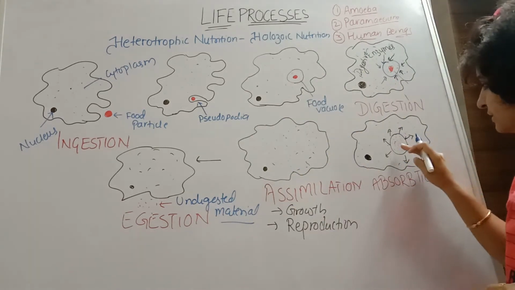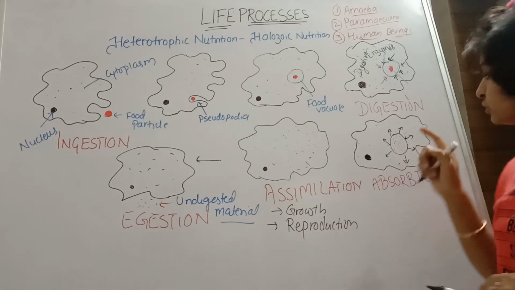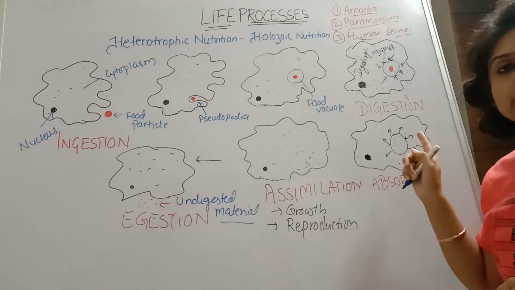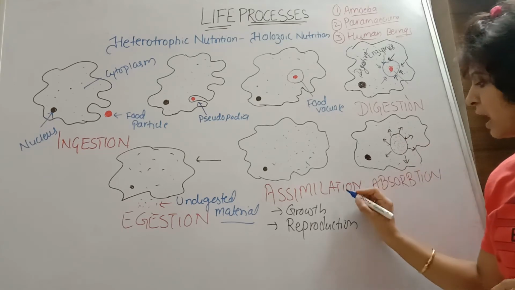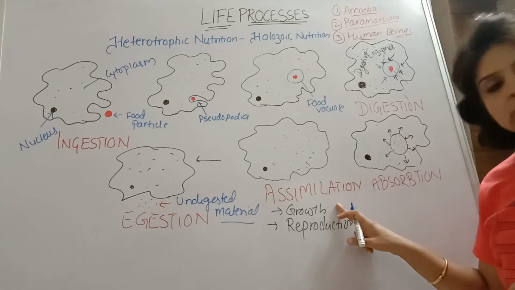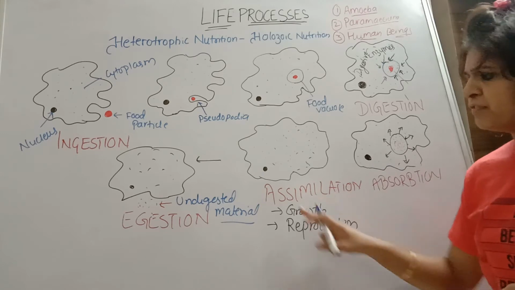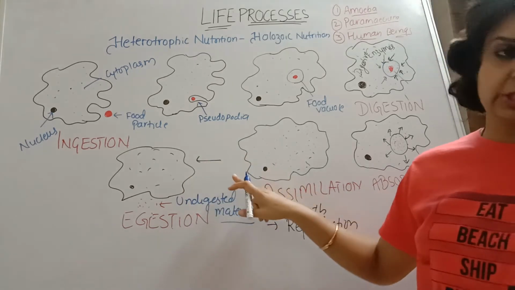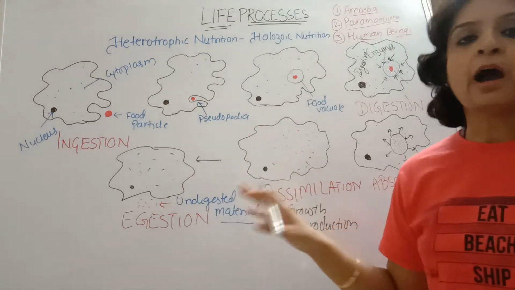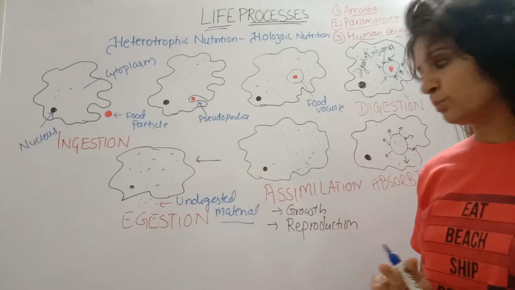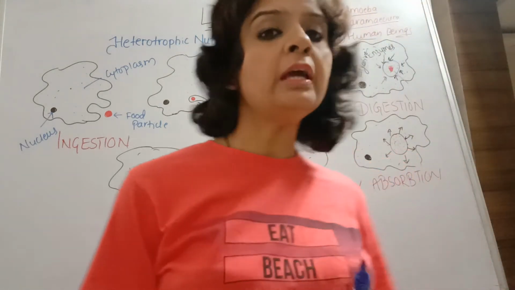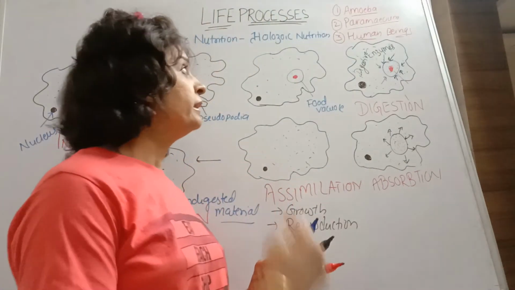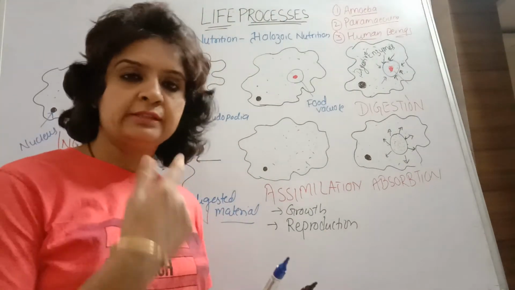Here you can see the simple products have been formed. So these simple products are now absorbed into the cytoplasm, where they are used for growth and reproduction. And finally, the undigested material is expelled out from the amoeba's body. So this is the nutrition in the case of the amoeba. Now, in the case of Paramecium, let's see.